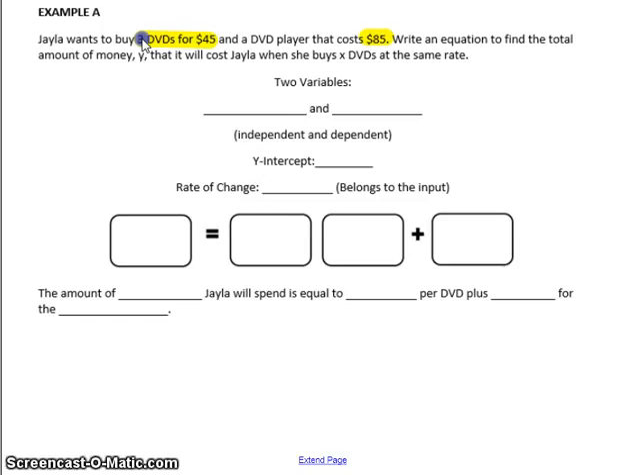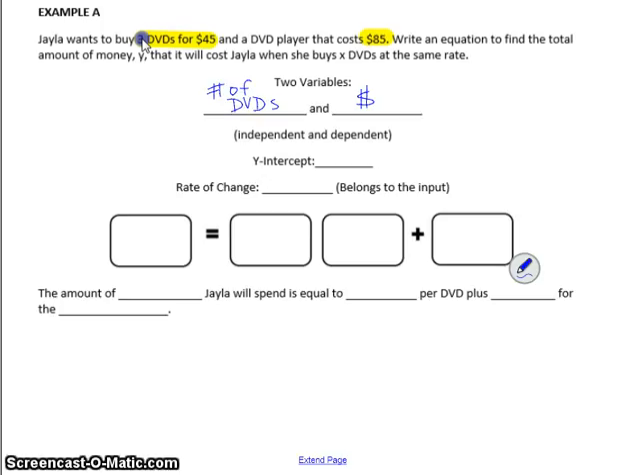So I need to first identify my two variables. My two variables, I'm talking about DVDs and I'm talking about money. So on here, I'm going to put number of DVDs and money. I'm just going to abbreviate that, money. So those are your independent and dependent. My y-intercept and rate of change, I'm going to hold off on that for a second because I want to fill in my equation first.